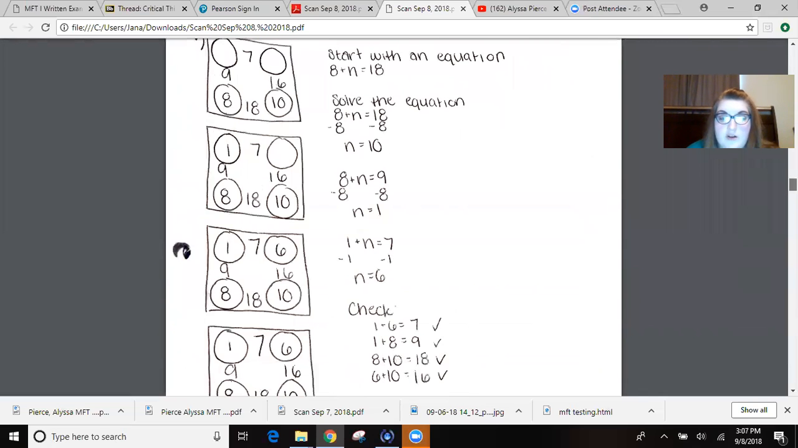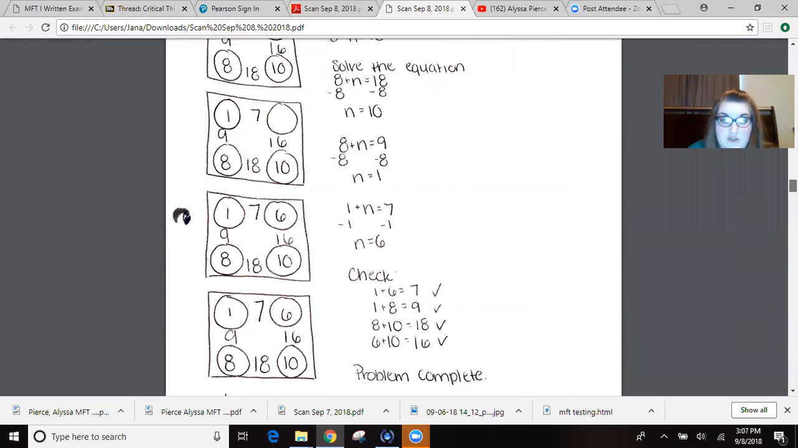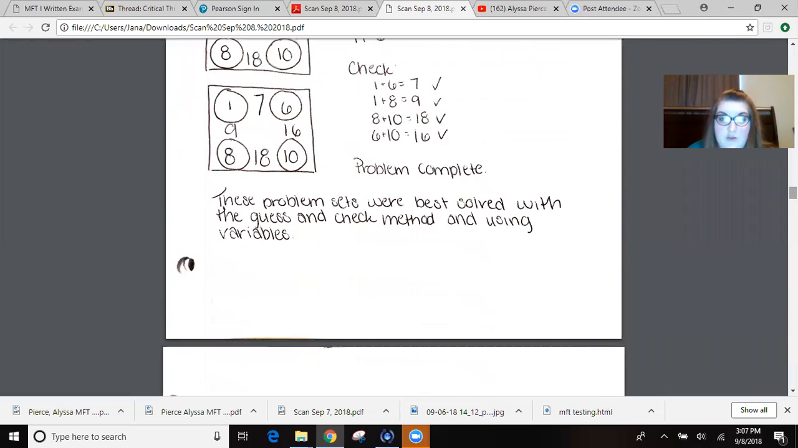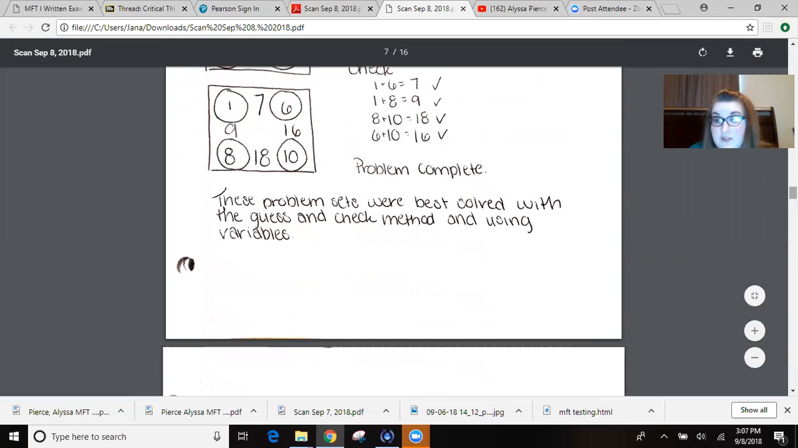So for number 4, same thing. We're going to start with an equation. 8 plus n equals 18. We're going to solve for n, which equals 10, and just continue to fill out the circles until we're able to come down to our check, which says 1 plus 6 equals 7, 1 plus 8 equals 9, 8 plus 10 equals 18, and 6 plus 10 equals 16. Problem's complete. Now these problem sets, again, were best solved by using the guess and check method and using variables.